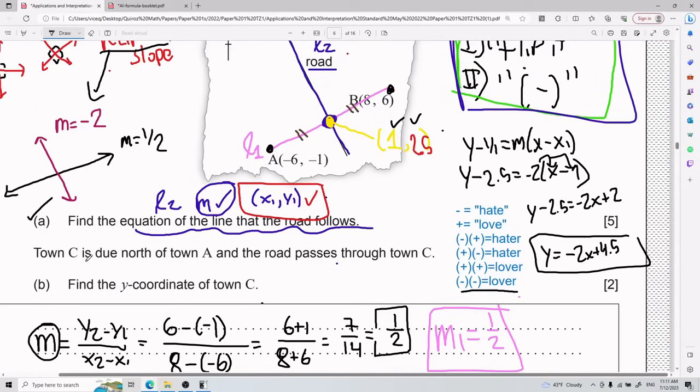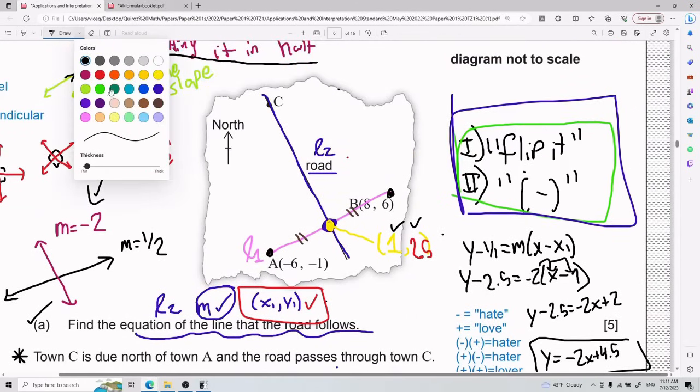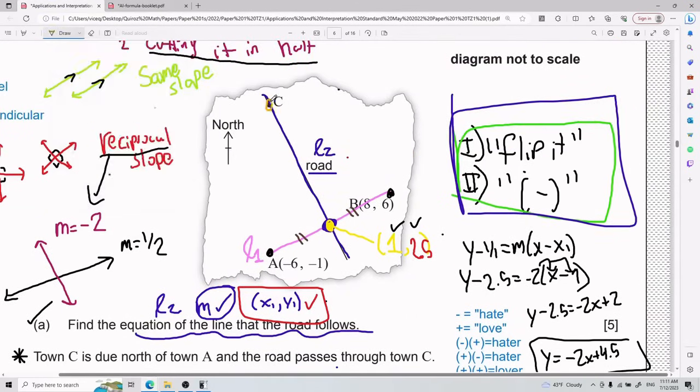Later on for part B, they tell us that town C is due north of town A and passes through town C. Find the y coordinate of town C. And so what we need to identify here is what we know about point C. So we know that point C cuts through L2, okay? So that means I can use this guy here. That is my L2. It's what I found in part A. Got it? So I can use that guy there.